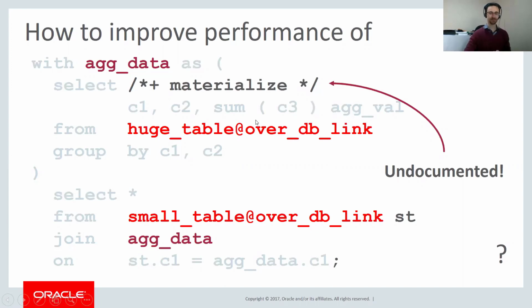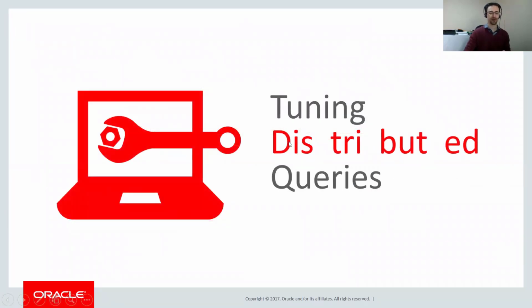But what I wanted to do is take a more general approach to tuning queries over database links, seeing what you could do, and what this person could do specifically here, to help make this query run a bit faster. Okay, so let's talk about tuning distributed queries.